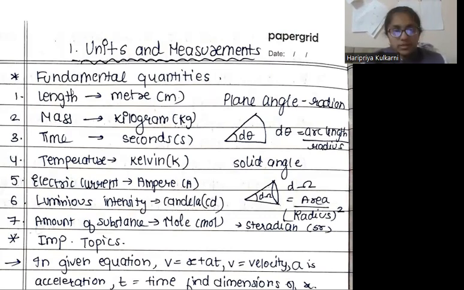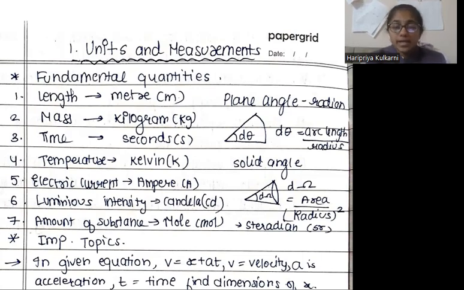Standard international units. These are: length, meter; mass, kilogram; time, seconds; temperature, Kelvin; electric current, ampere; luminous intensity, candela; amount of substance, mole. We have another type of physical quantities. Those are plane angle and solid angle.